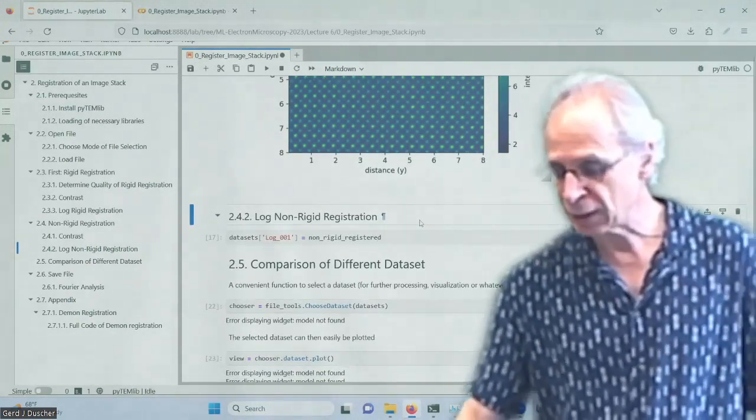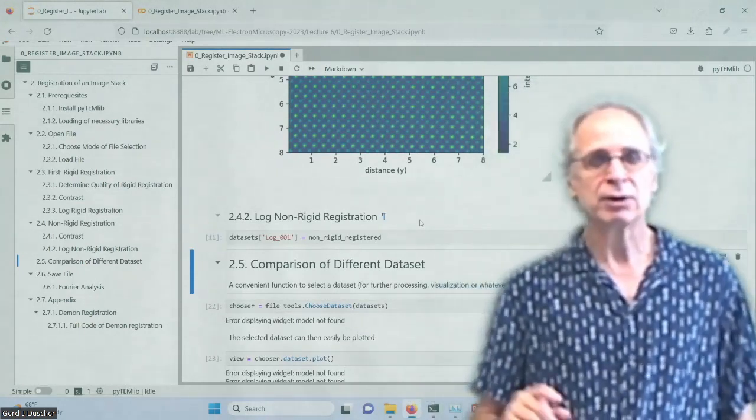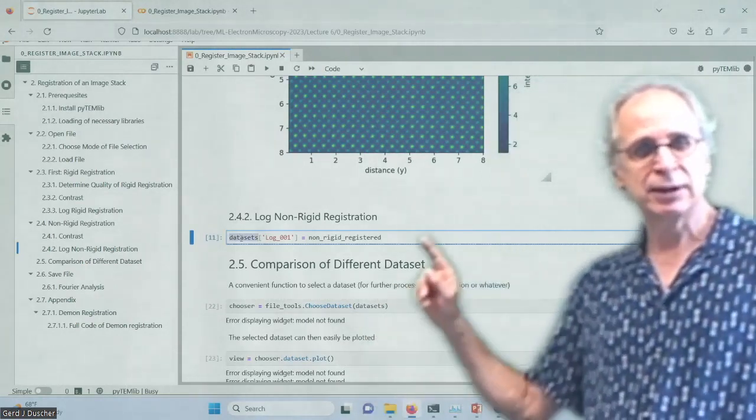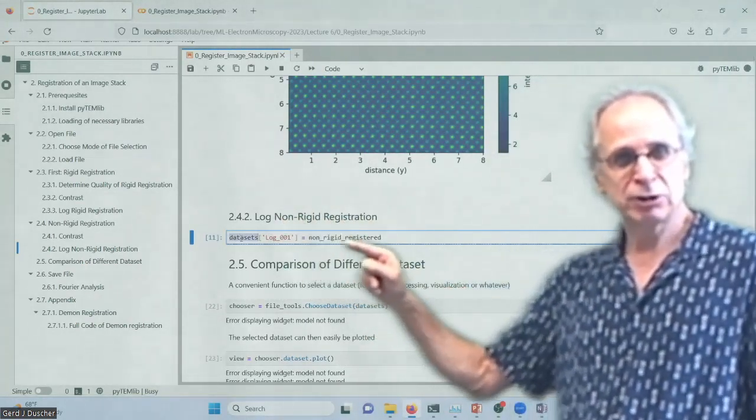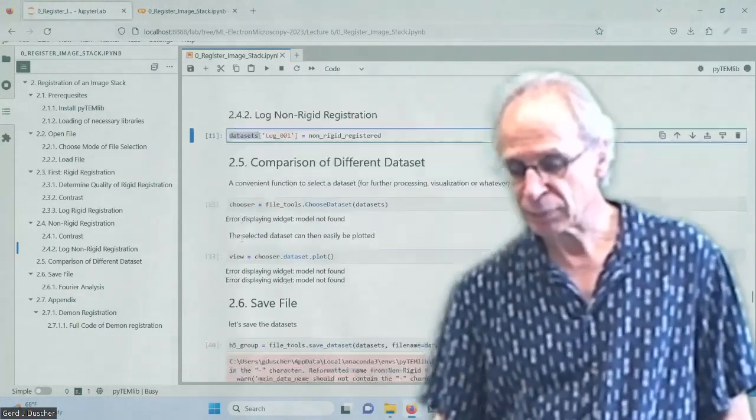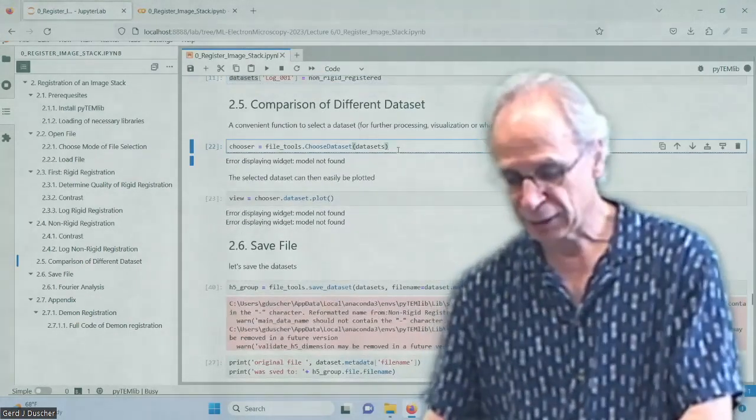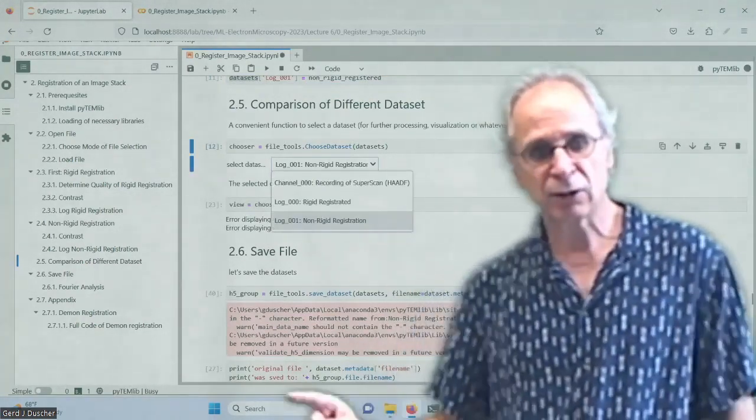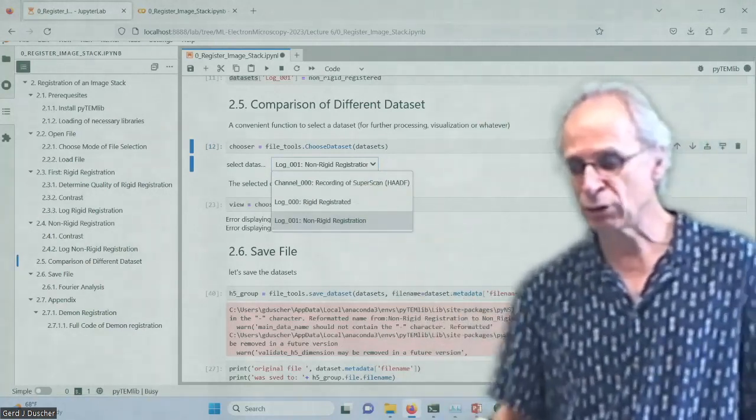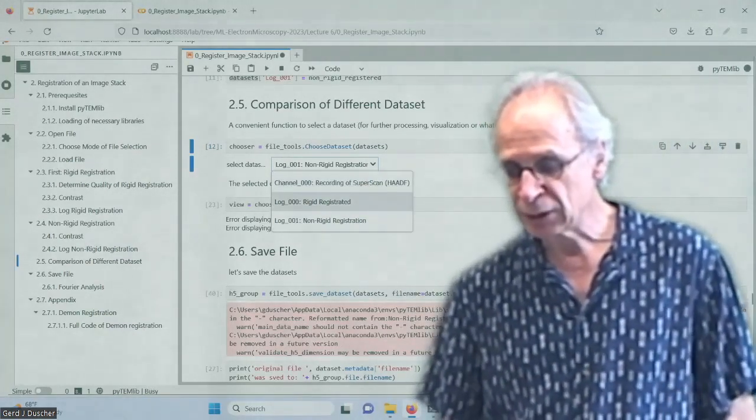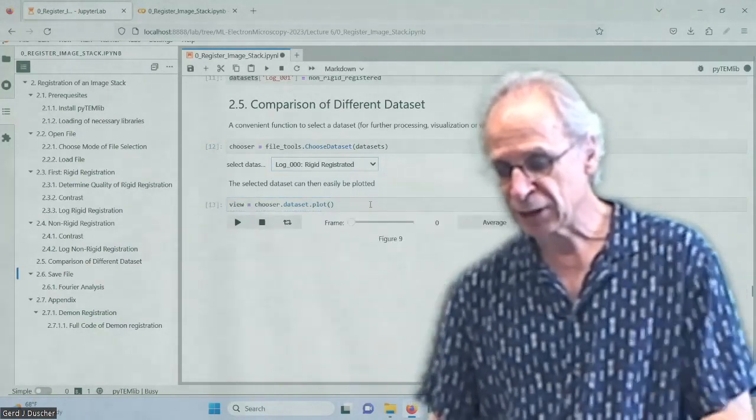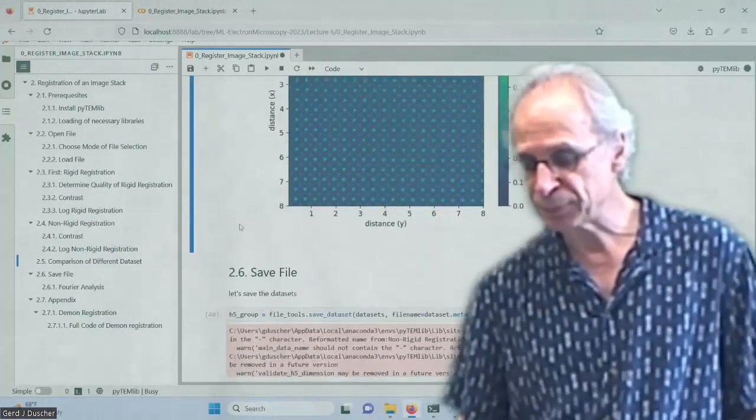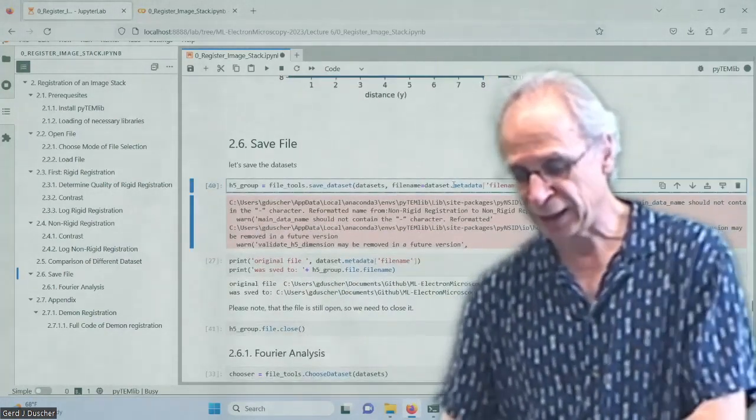And then we can log that. So we have our data sets. That is just a dictionary. So we put another one on here. And so now we have the dataset chooser. We can go for any of the ones we have and can look at them again if we want to. So that was the rigid registered ones, and so we can just view them as we want. And we can save that file.